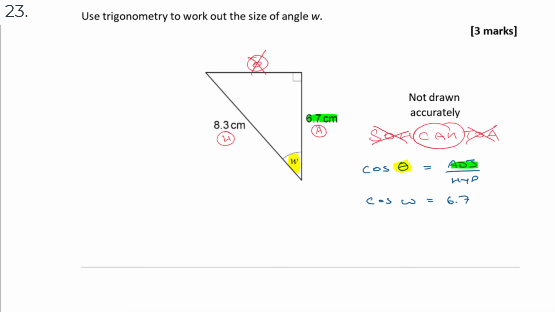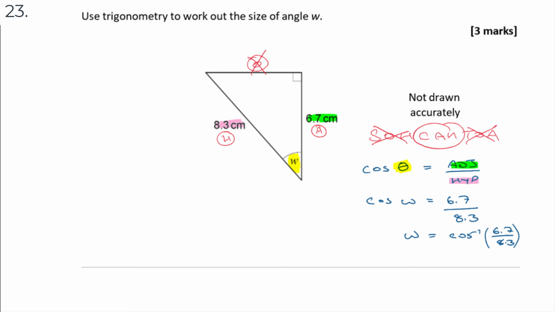6.7, and the hypotenuse, that's over here, look, that's 8.3. So 6.7 divided by 8.3. And then I want W. I've got cos W is equal to that fraction, but I want W. So what I'm going to have to do is use the inverse cosine here, aren't I? To get rid of that cos W and just get W, I need to take the inverse cosine of both sides, and that's going to give me cos to the minus 1 of 6.7 over 8.3.